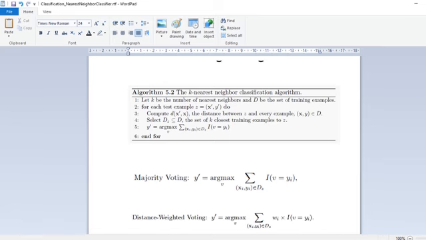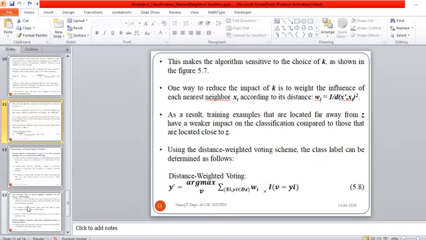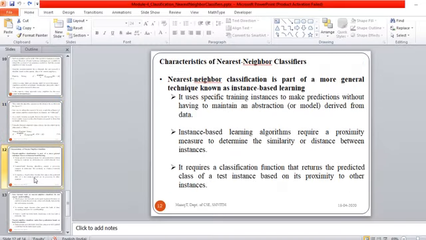Next we will be seeing briefly about the characteristics of the nearest neighbor classifiers. As we have seen earlier, the nearest neighbor classifier does not create any explicit model, so it is part of a more general technique known as instance based learning. When a specific instance is given for classification, it will try to match with the similar instance in the training examples. So how is this distance measured? There are various functions.